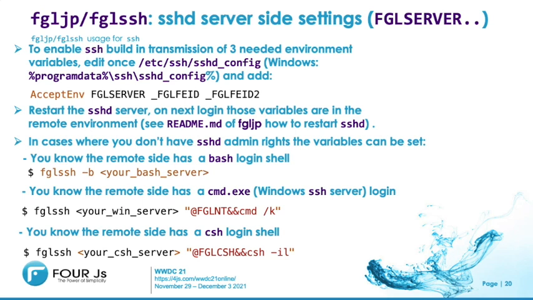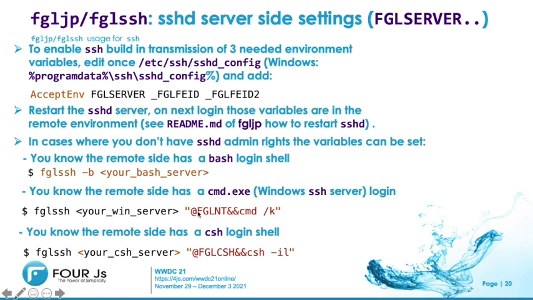If you don't have a bash on the remote side and you want an automatic transmission for your FGLSERVER environment variable, you need to edit the SSHD config files, add this little line and restart the SSH server. In case you don't have access to the SSHD config files because you are not an admin, then you could use the following commands. You could use what we call GDC tags, and this is used also in the FGLTTY configuration.